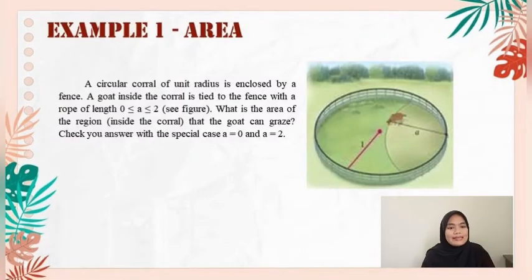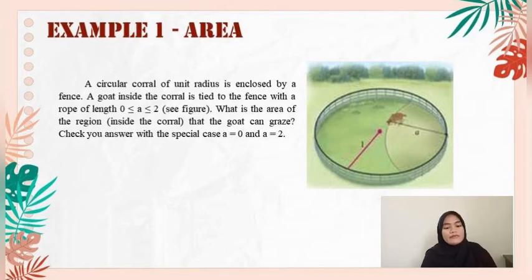Example and analysis. Example 1. A circular corral of unit radius is enclosed by a fence. A goat inside the corral is tied to the fence with a rod of length a, between 0 and 2. Based on the figure, what is the area of the region inside the corral that the goat can graze? Check your answer with the special cases a equal to 0 and a equal to 2.